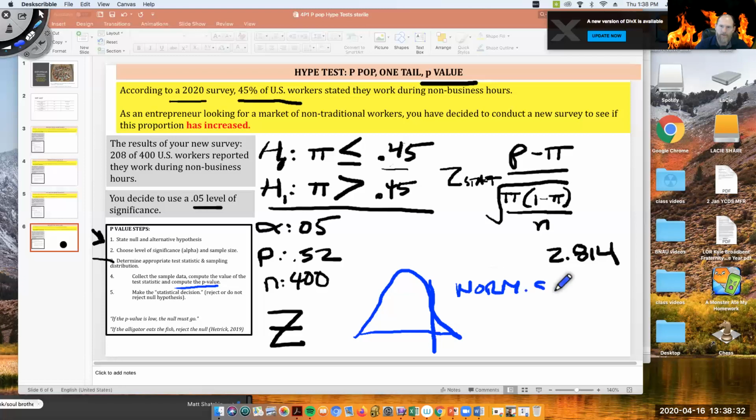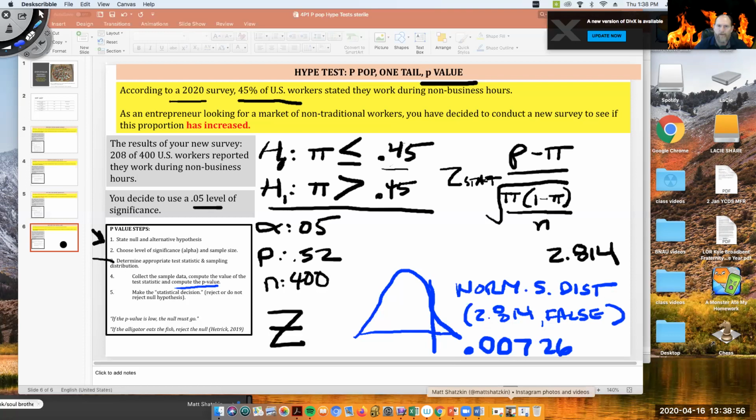or we could do NORM.S.DIST and either do a true or false at the end of it. We could put 2.814. And if we put false, it's going to give us the p-value. If we put true, we've got to do a 1-. And we'll get this number here, 0.00726. Because it's a one-tail, we don't do anything to that.